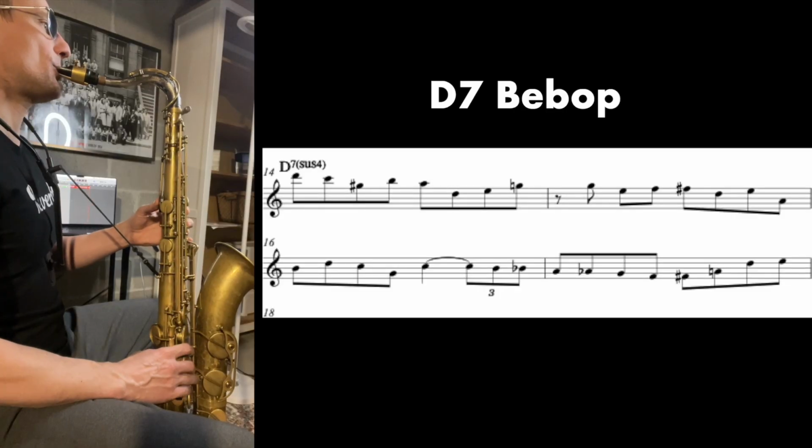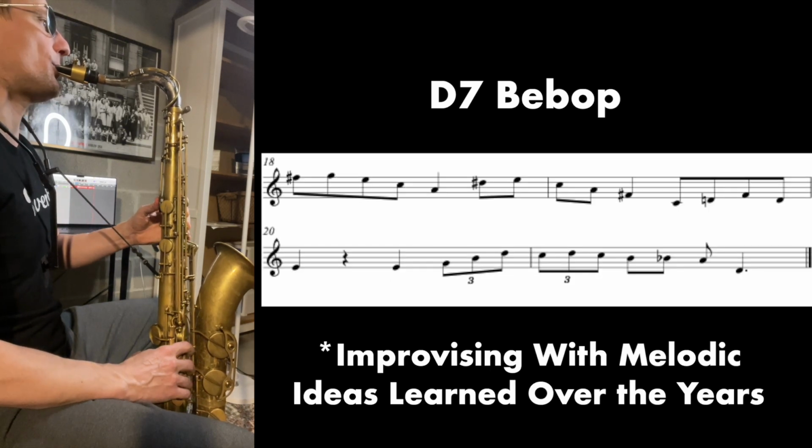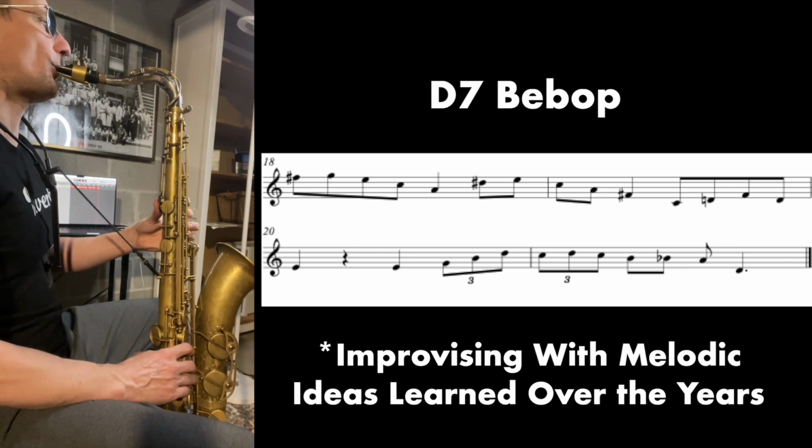Following that same line of thinking, you can also play bebop lines over the top of a sus chord. If we listen to the original recording of Maiden Voyage, a lot of bebop language is used in George Coleman's solo and Freddie Hubbard's solo over these dominant 7 sus chords.